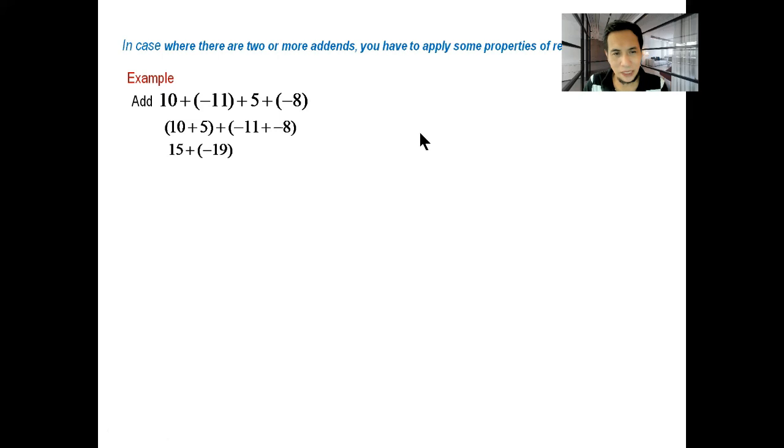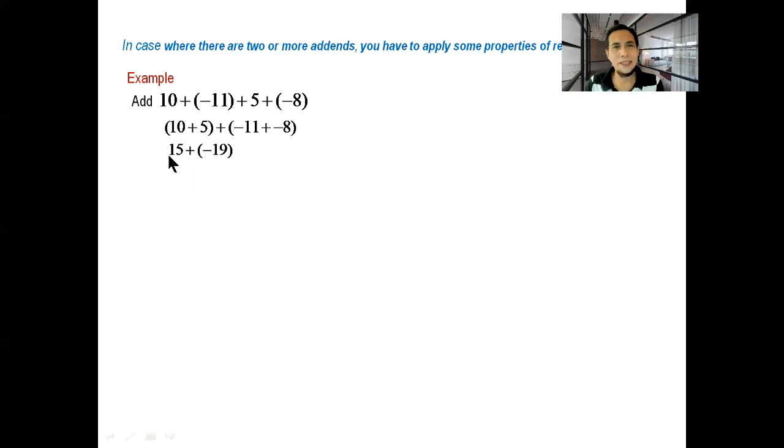-11 plus -8, what's the rule? The same sign, add the numbers, and copy the common sign. So -11 and -8 have the common sign, which is negative. Therefore, we are going to add 11 and 8, which is 19, and copy the common sign, which is negative. That's why we have -19.